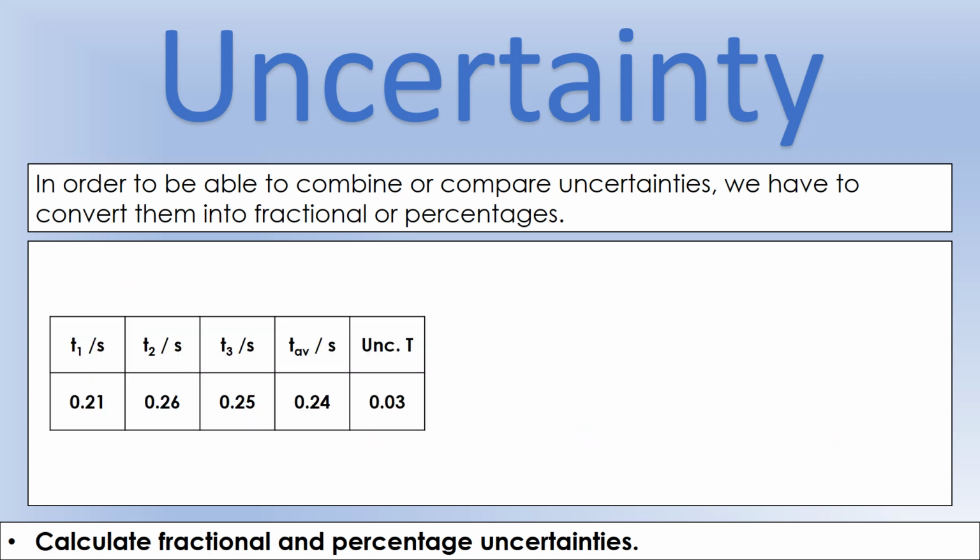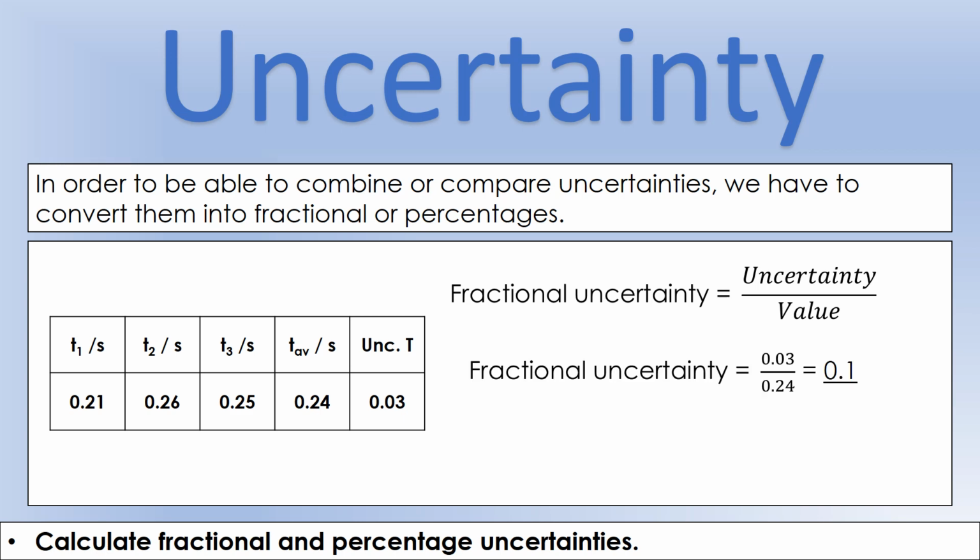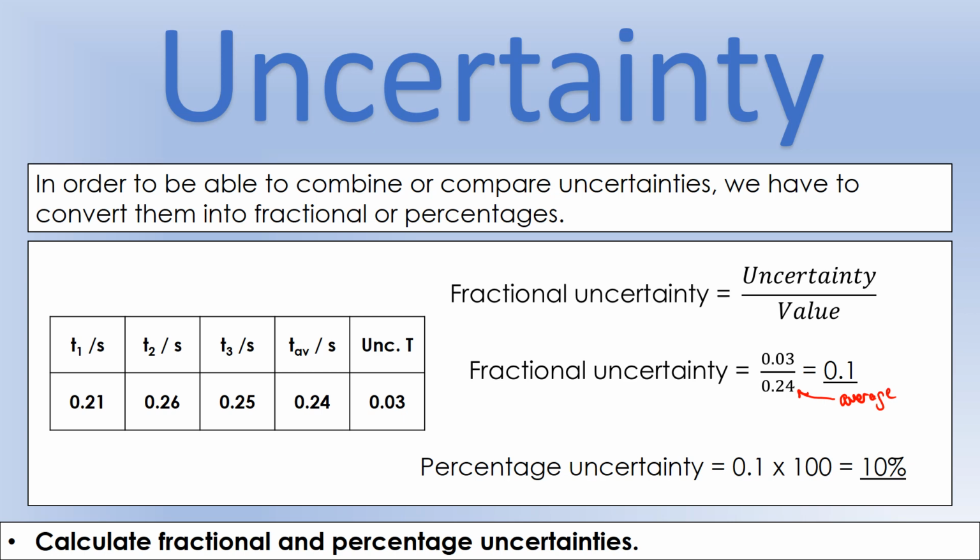So how would we do that if we've got our uncertainty from repeat readings? Well, again, we're going to calculate fractional uncertainty in the same way, but in place of the value, we're putting the average in here. Okay, so that's the value that goes in, and our uncertainty is obviously the range over 2. And then if we want percentage, again, times it by 100. So you can see that with these times, we've got a percentage uncertainty of 10%. So that's actually pretty big, and that would be something we'd want to deal with in our experiment.